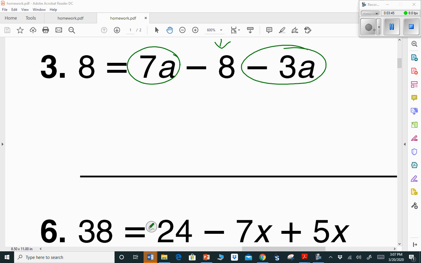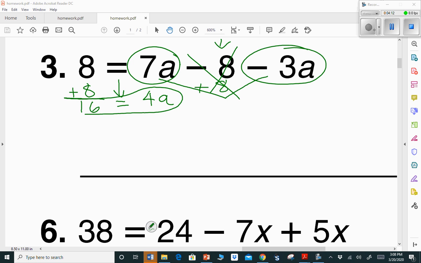It's minus 8, so you need to put plus 8. Do the same thing on both sides. The whole point was that this goes away. 8 plus 8 is 16. Bring down the equal sign. Let's go ahead and combine our 7a minus 3a. We're combining like terms. Gives us 4a. So we've got 16 equals 4a right here.